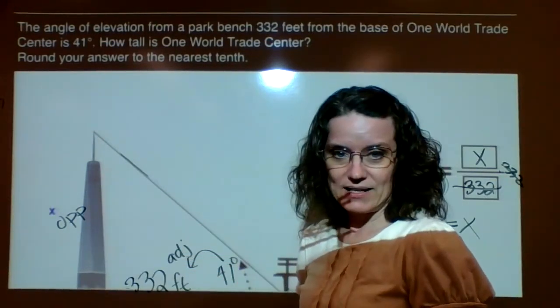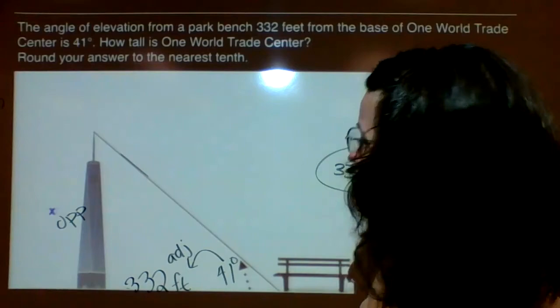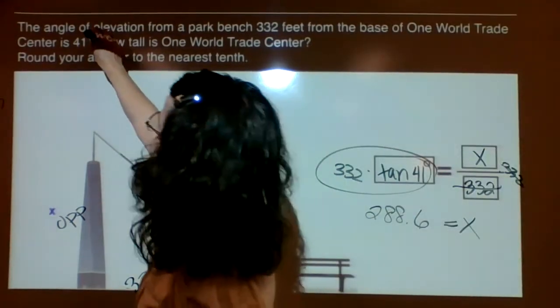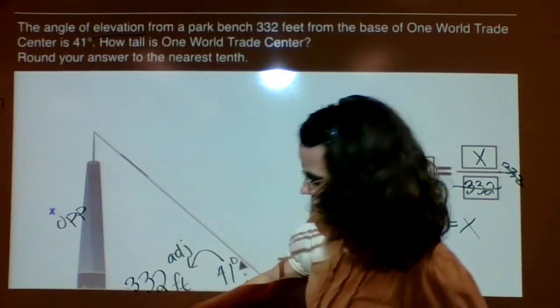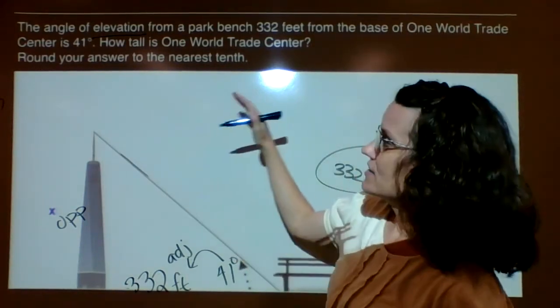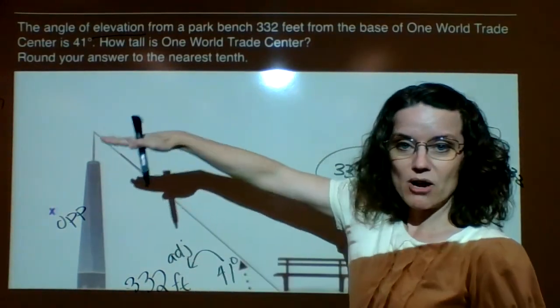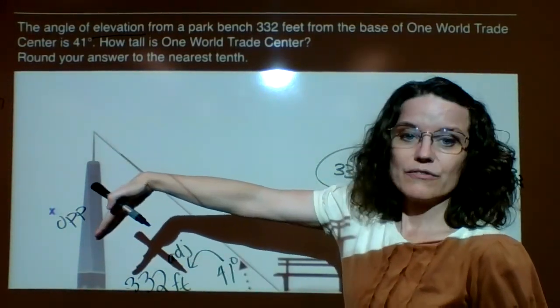If you had missing angles, you would use your inverse tangent. But the important thing here is to recognize that angles of elevation are looking up. Angles of depression, like the previous problem, are angles looking down from a level.